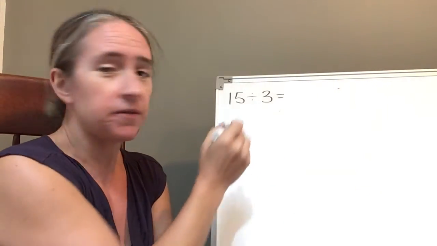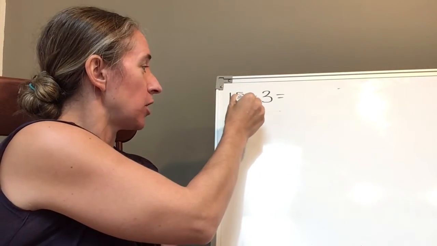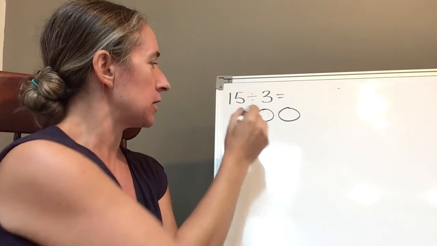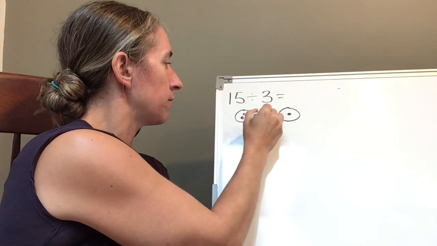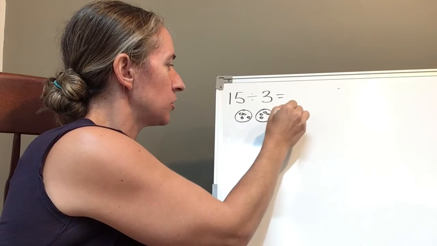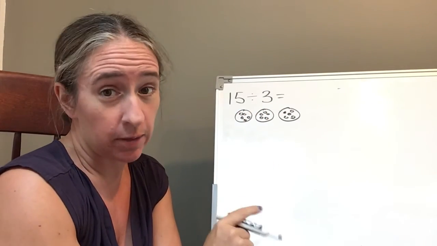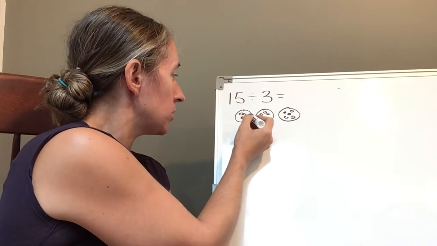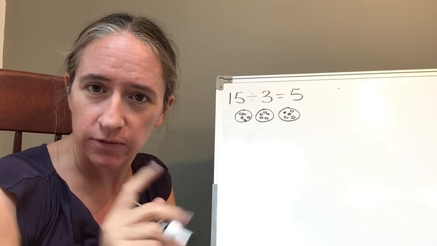I can take 15 and divide it into 3 different plates. I'm going to draw 3 plates. Then I'm going to pass out my cookies until I get to 15. 1, 2, 3, 4, 5, 6, 7, 8, 9, 10, 11, 12, 13, 14, 15. I always went in order so I didn't miss anything. And then I count how many cookies each person got. 1, 2, 3, 4, 5. 5 cookies. That's one way, division by sharing.